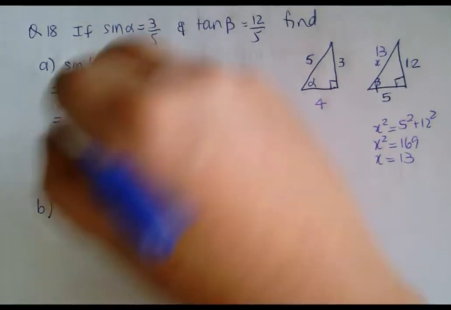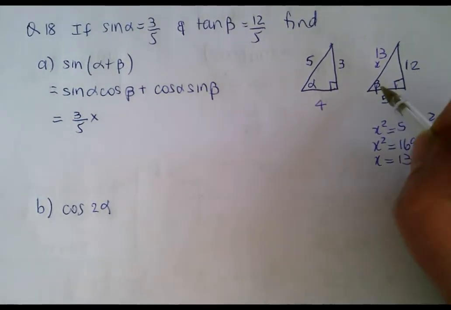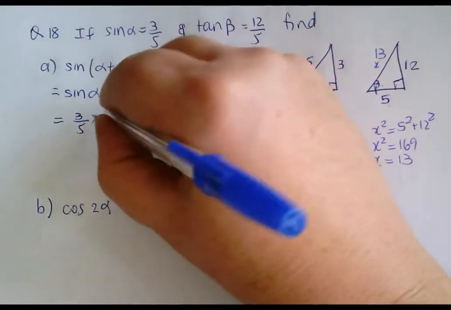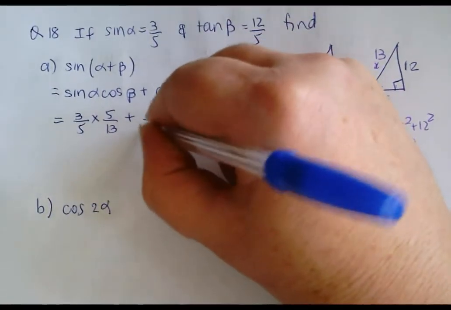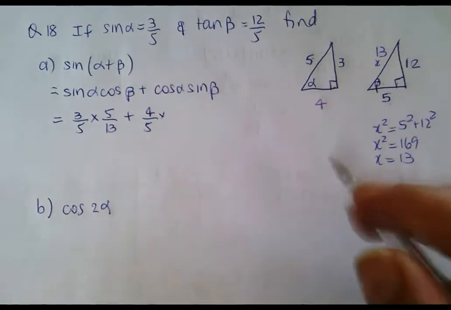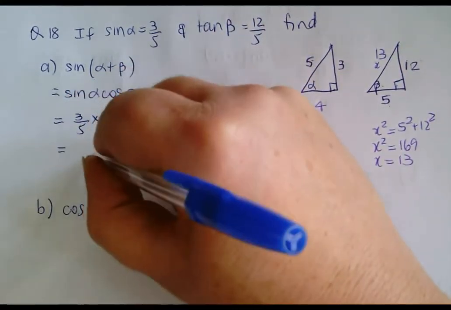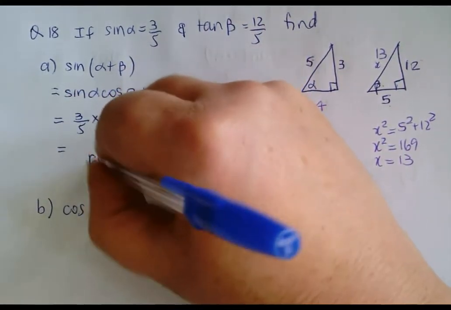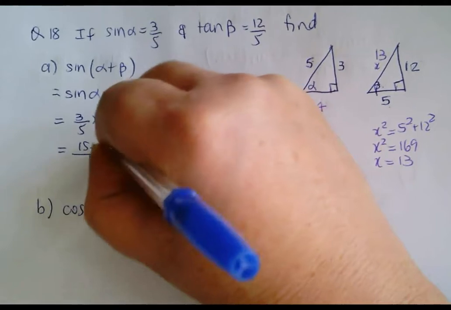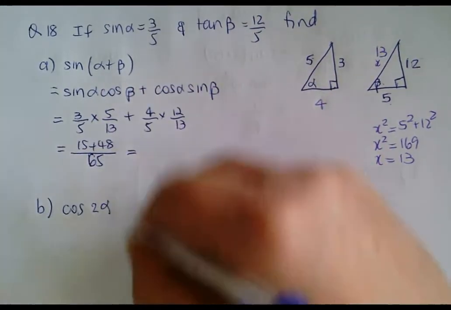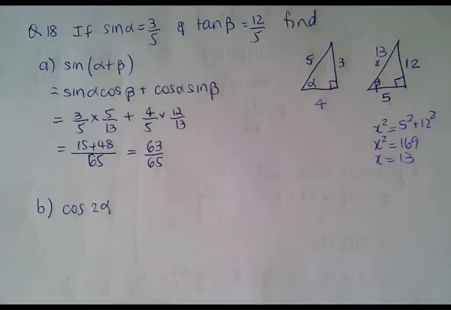Sine alpha we know is 3/5. Cos beta means, let's go to the beta triangle. You've got to do cos beta from there. That's 5 over 13, plus cos alpha, which is in the alpha triangle, 4/5, and sine beta is in the beta triangle, 12 over 13. Looks like we've got a common denominator of 13 times 5, which is 65. And the numerators appear to be 15 plus 48. Is that 63? 63 over 65, I'm hoping.